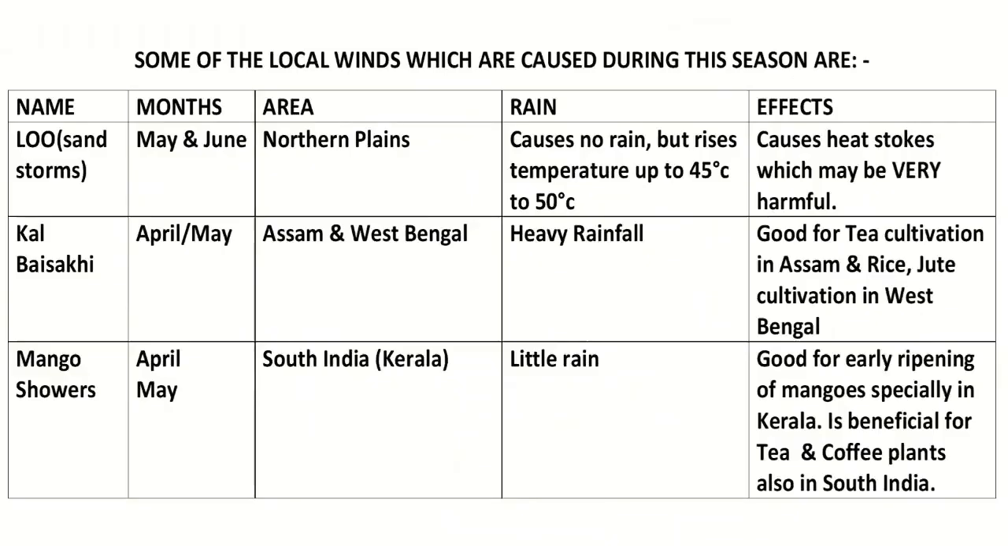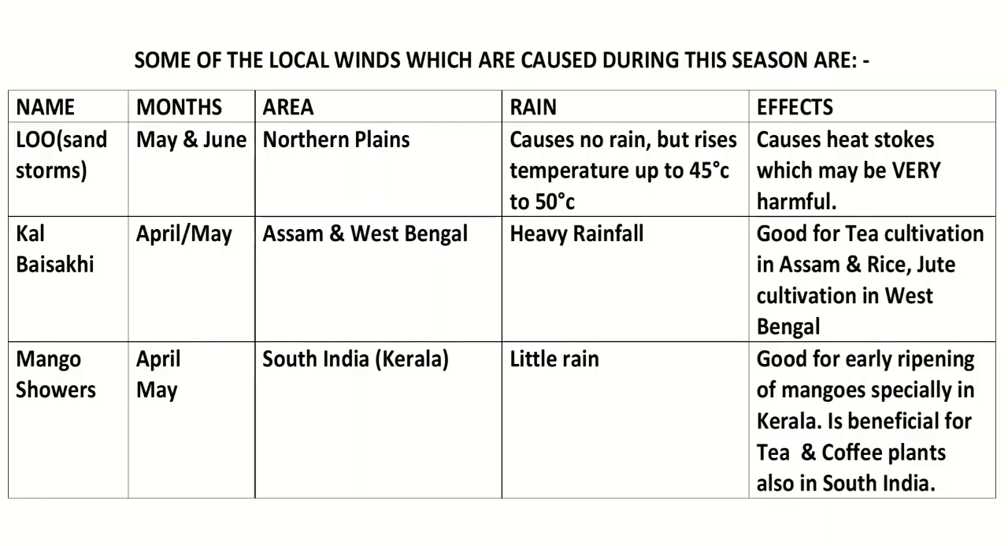So this is the time when some of the local winds also set in, and the main local winds are, the first is the Loo, which is known as a sandstorm. The months are May and June. It takes place in the Northern Plains. We are a witness to it. We generally get early summer vacation because of the Loo only. There is no rainfall, but the temperature rises up to 45 to 50 degrees Celsius. The effects are, it causes heat strokes, which may be very harmful.